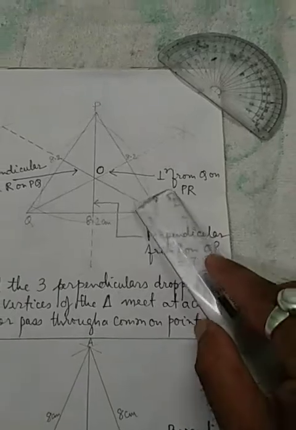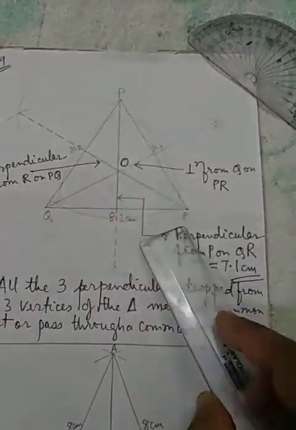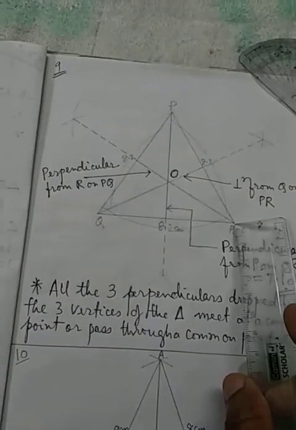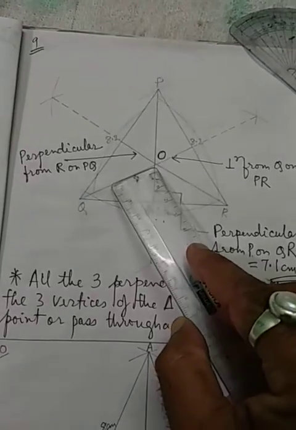As I have written, you can see the perpendicular from Q on PR, from the point Q on PR. And in the same manner, you draw the perpendicular from the vertex R. What you will see is that they will pass through the same point.